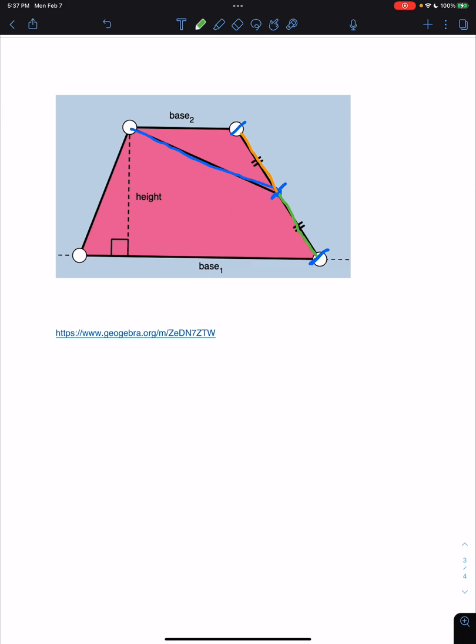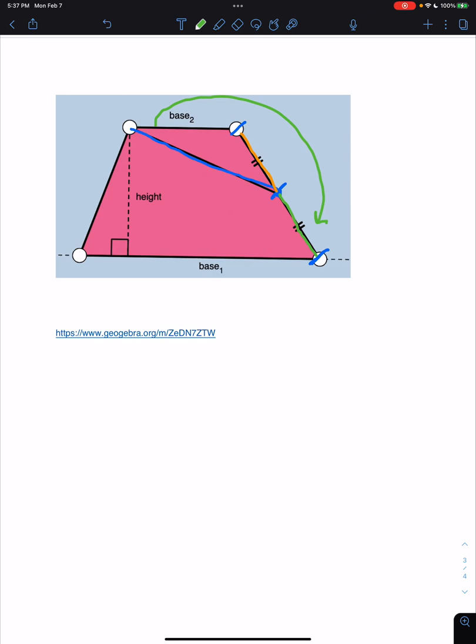And that's important because what we're going to do is move this whole triangle over here so that this orange side matches up with the green side, and we're going to have one giant triangle.